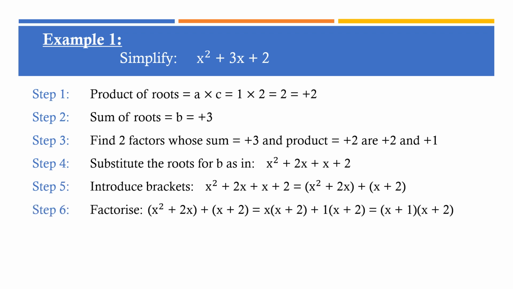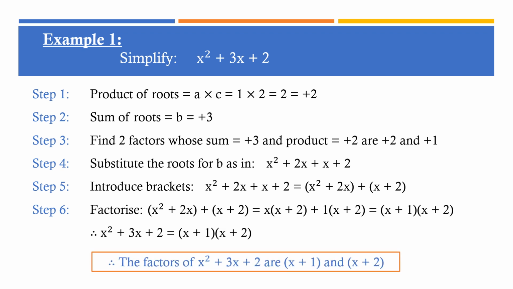Okay, the next thing for us to do is to factorize. When you factorize, you bring out the highest common factor. For x squared plus 2x, the highest common factor is x, so you bring out x, remaining x plus 2, because x squared divided by x is x, 2x divided by x is 2. Do you understand? And for the second one, the highest common factor is 1, so you bring out your 1, remaining x plus 2. Are you clear with this? Now we have solved this. Our factors are x plus 1 and x plus 2.